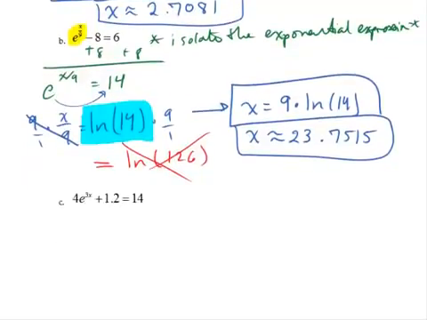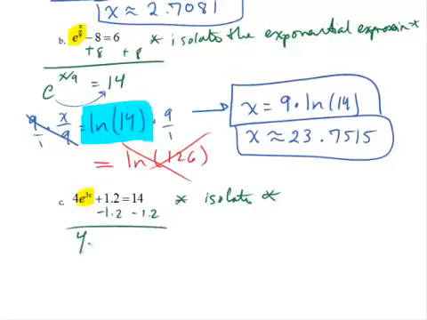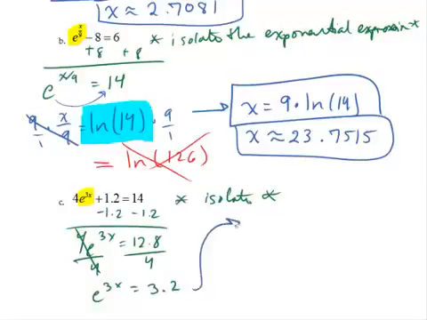All right, here's another one where we need to isolate. So to isolate, make sure that we move this 1.2 over. So 4 times e to the 3x equals 12.8. Divide both sides by 4. So e to the 3x equals 3.2. Now we're ready to convert.